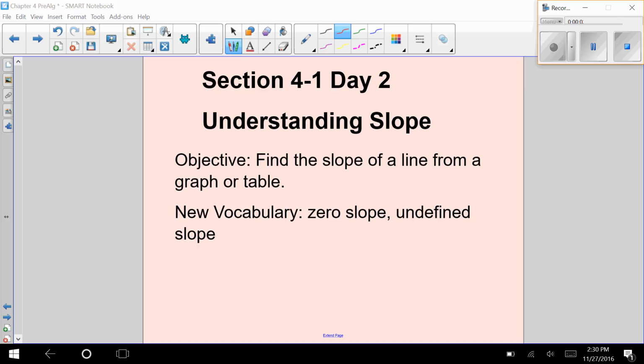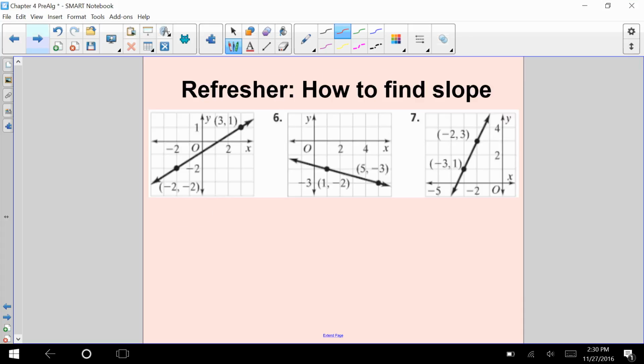This is section 4.1, day 2, understanding slope. Today we are still going to be finding the slope of a line from a graph or a table. Let's start by doing a quick refresher of how to find slope. Find the slope of these three lines.